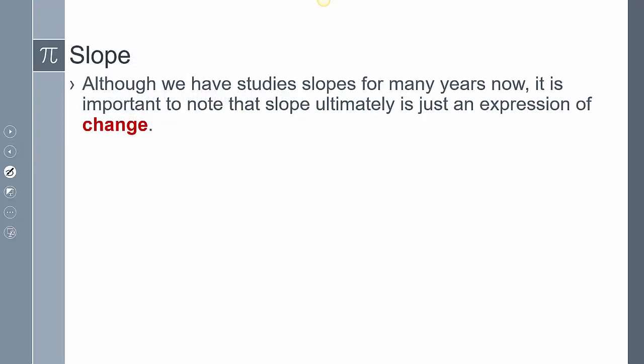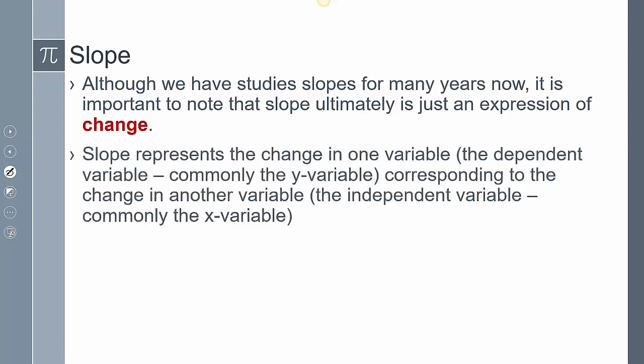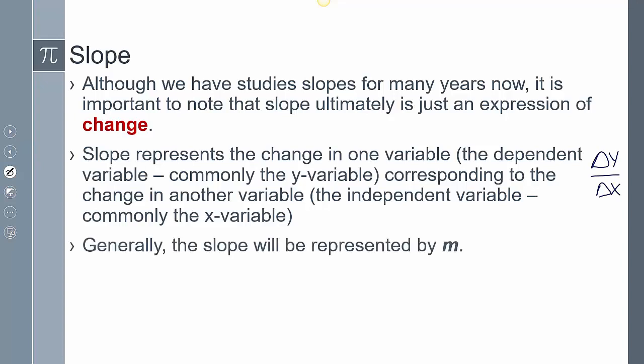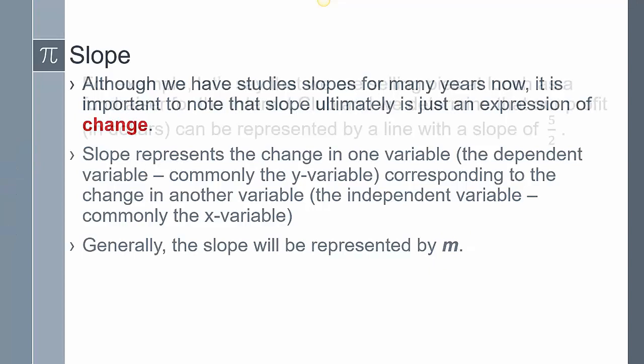Even though through previous classes we've taken a look at slope, just understand that all it represents is an expression of change. And this expression of change is commonly the y variable, so the change in that y variable, as it corresponds to the change of another variable that we call our x. And that's the more common way of looking at it. And so a way that we can express it is change of y over change of x. So we use that notation. And through equations, we're going to say that our slope is going to be represented by m.